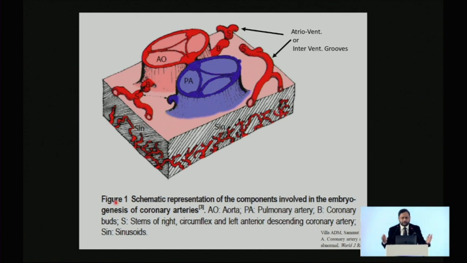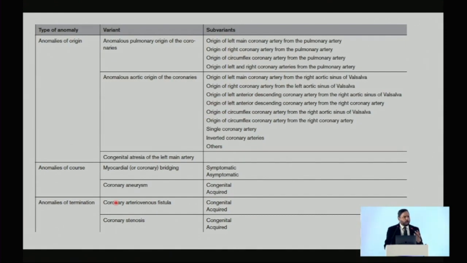So they form this infrastructure, and based upon this infrastructure, a lot of interesting observations happen. For example, if there is non-regression of the sinusoids, then you will get coronary cameral fistulas, and the course of the various arteries is also dependent upon these embryological principles. So there are a lot of anomalies that can happen.